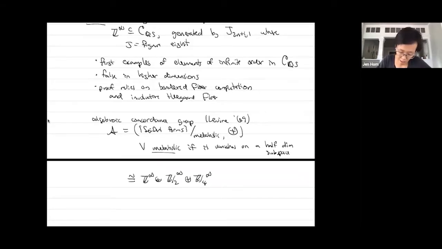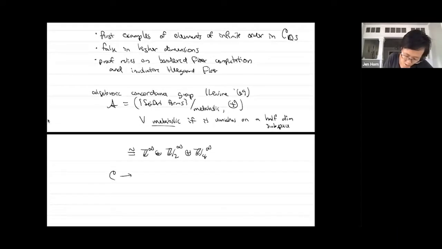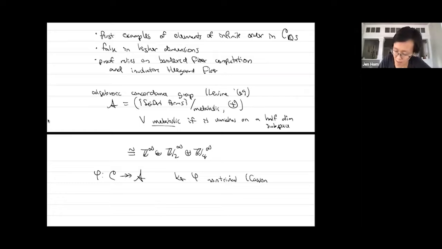Great. This Z^infinity you can see by taking the Levine-Tristram signatures of your Seifert form. So that's where the infinite order part comes from. Great, and so what you get is a surjective homomorphism from the concordance group onto the algebraic concordance group. It turns out that the kernel is non-trivial. This is due to Casson and Gordon in the 70s.